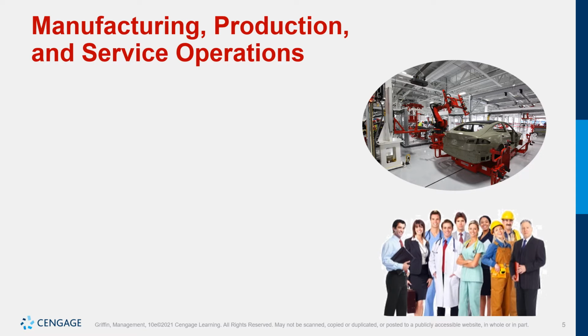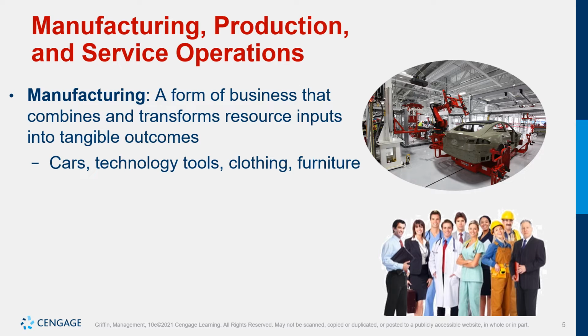Manufacturing is a form of business that combines and transforms resource inputs into tangible outcomes. Examples: cars, technology tools, clothing, furniture. Cars would be a combination of tires, engine, body, seats, and seat covers, and all the other parts that would make up the finished product, which is the car. Similarly, clothing is made up of inputs like fabric, buttons, thread, zipper, garter, and other parts that would make up the finished product.